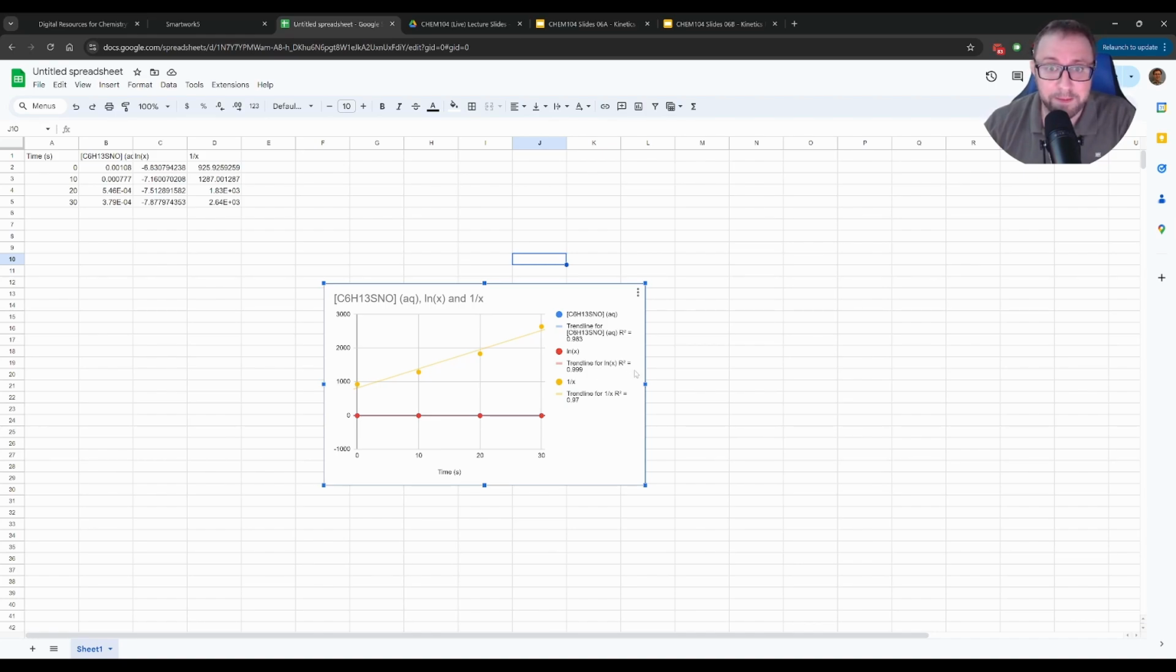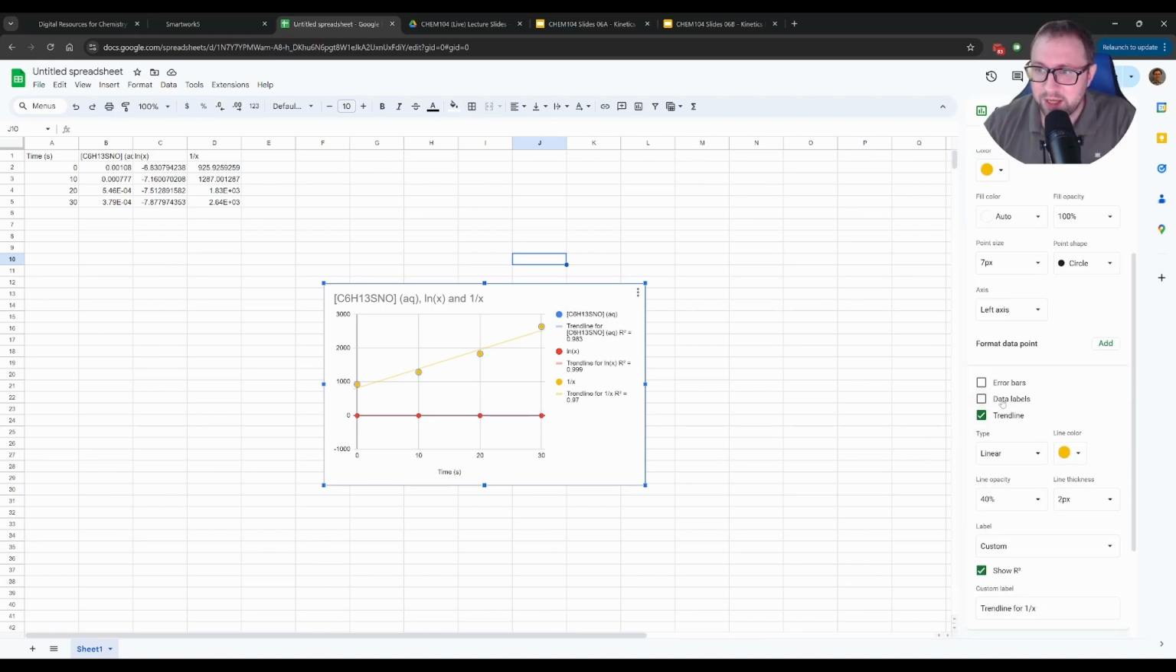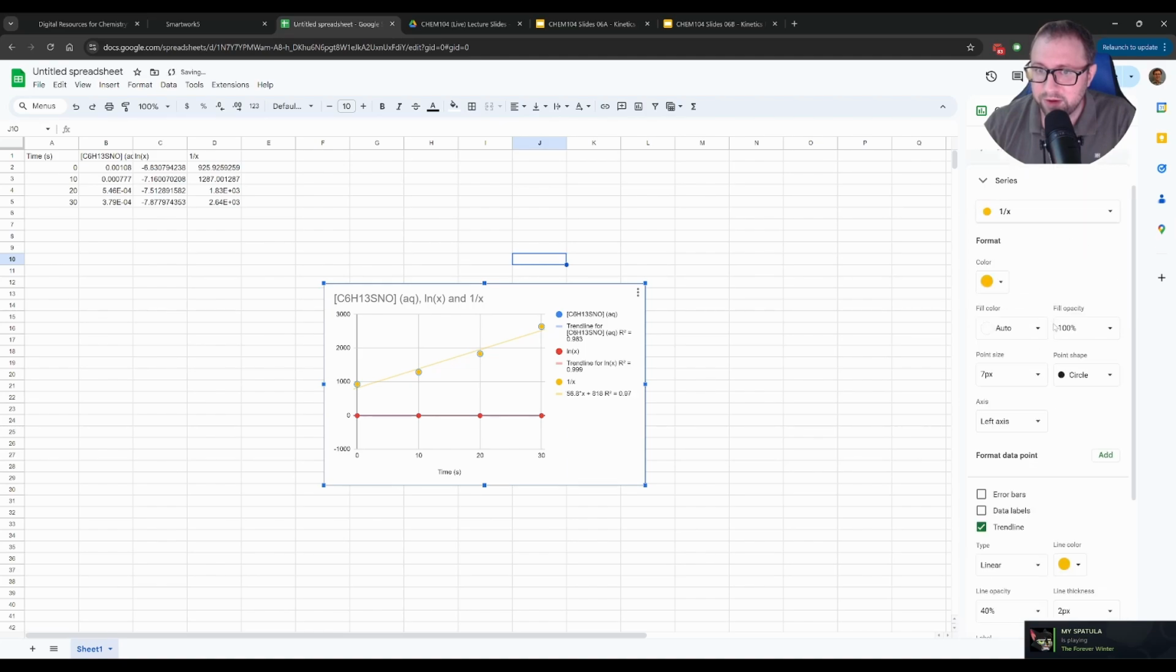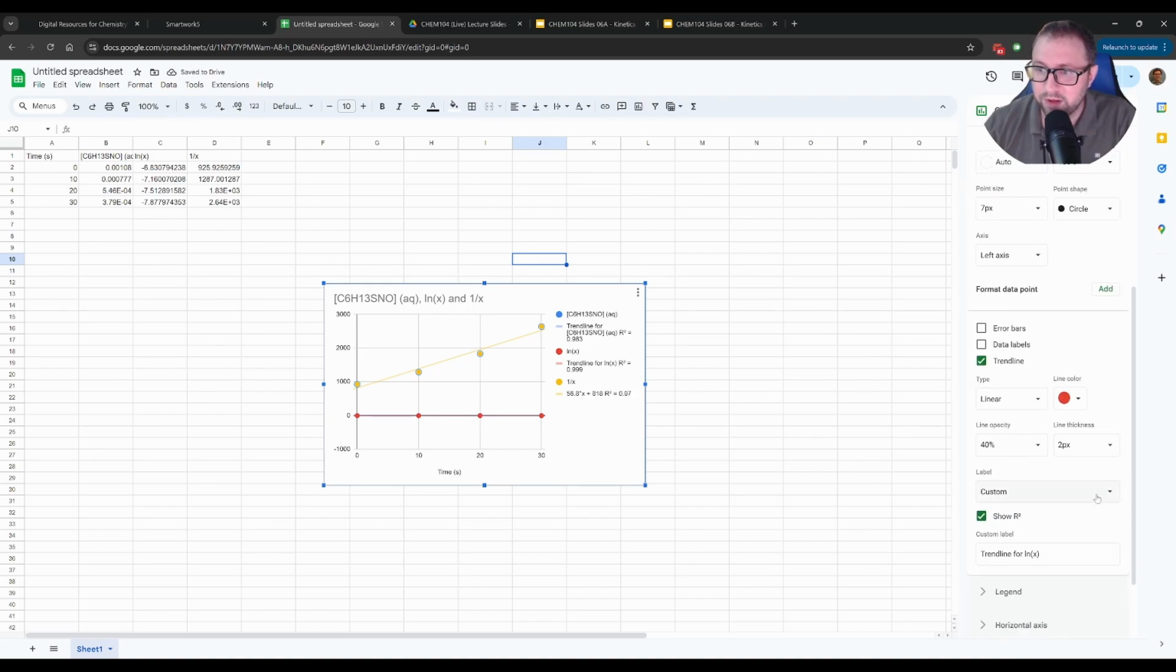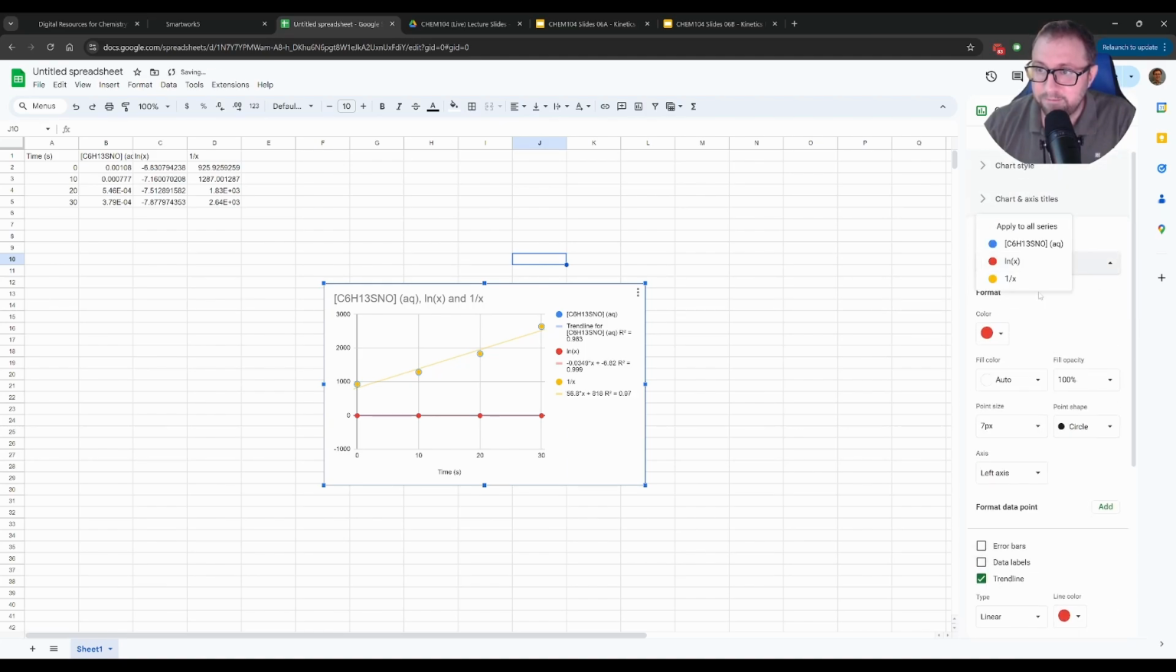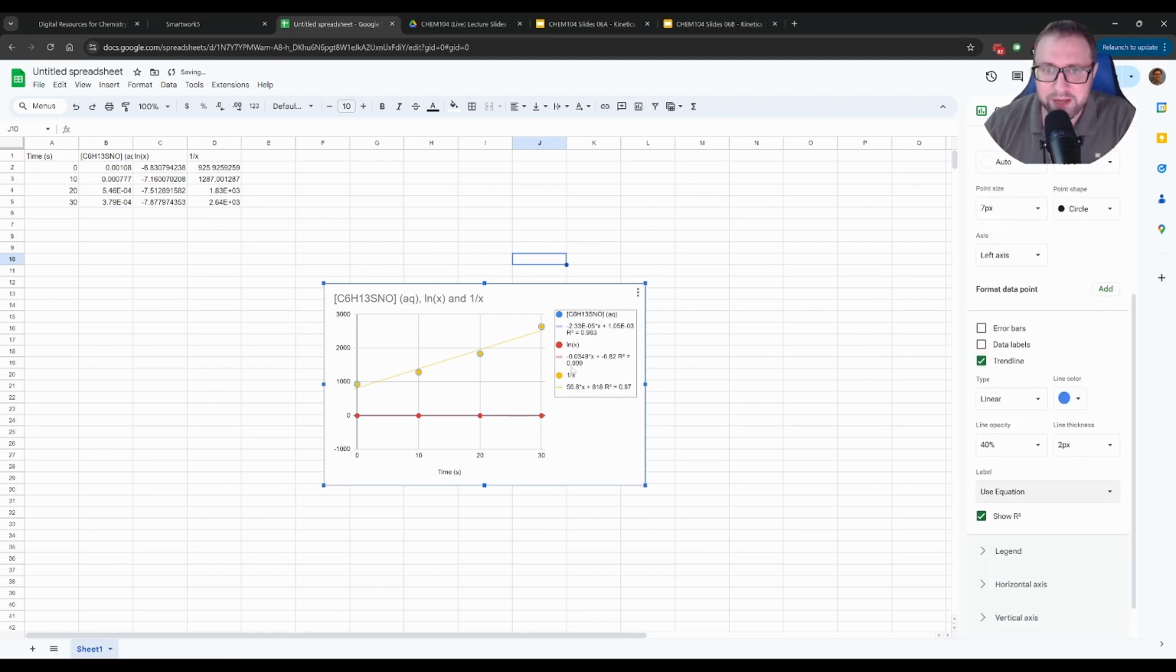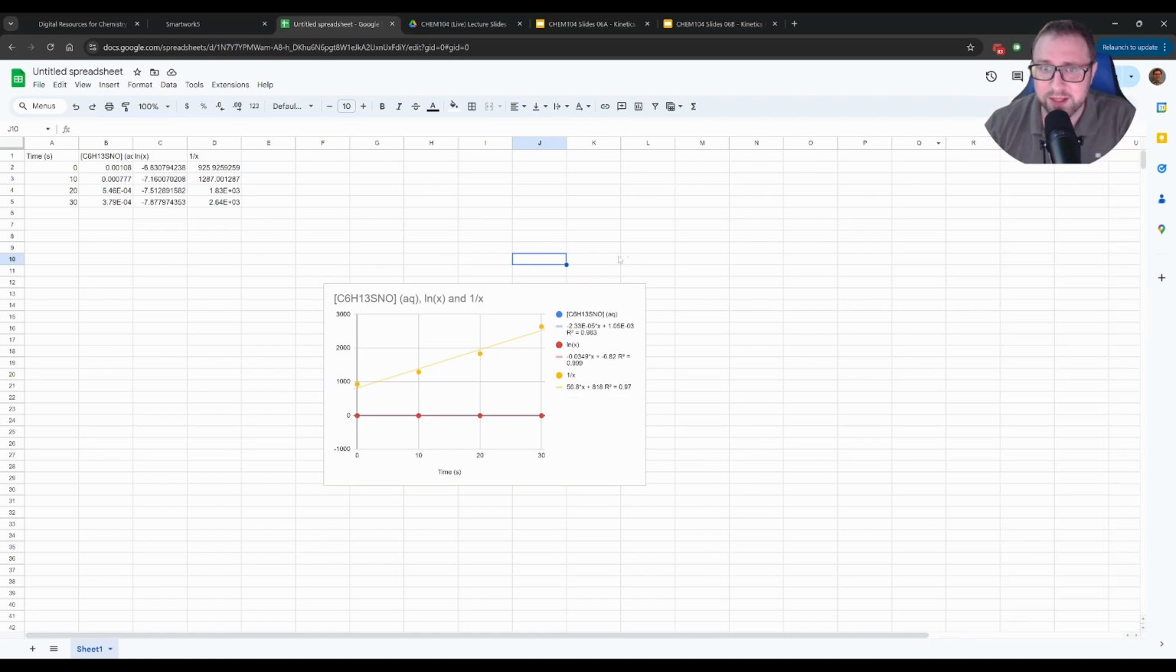Why don't I have the label? Oh, I have to turn on equation for that. All right, we'll turn on equation for all of these. There we go. So now we have equations. It looks like Sheets is trying really hard to show me all of the sig figs here, which is nice.